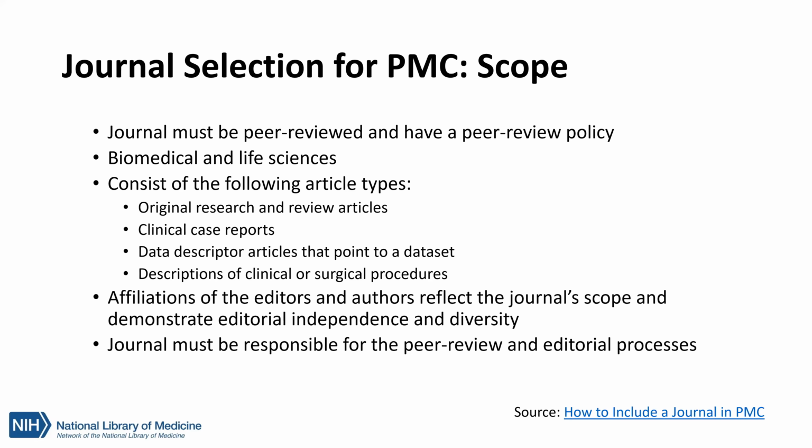And then the affiliations of the editors and the authors have to reflect the journal's scope and demonstrate editorial independence and diversity. The journal must be responsible for its own peer review and editorial processes. And additionally, it has to have produced and published a minimum of 25 peer-reviewed articles before it's considered to be included. It must have a registered ISSN, and they must follow current publishing best practices. So they're really careful about the quality of what's included here.